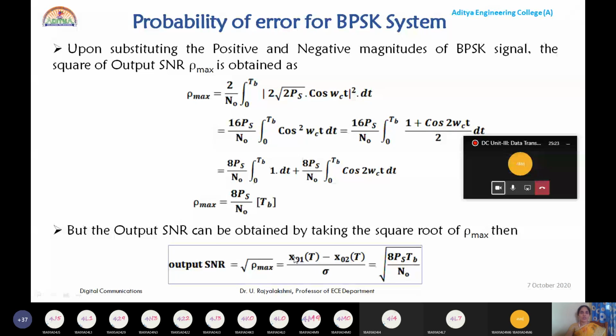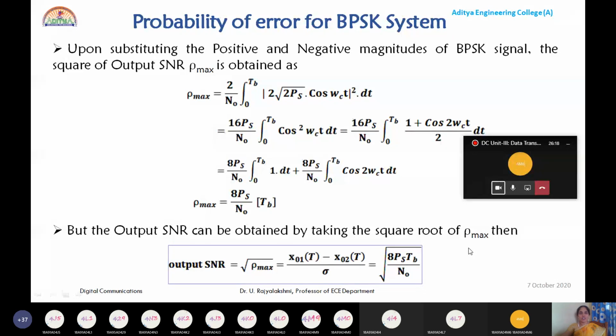So the square of output SNR is rho max, so output SNR will be root rho max, which is equal to, as you know already, x naught 1 of t minus x naught 2 of t divided by sigma whole square, under root. So root and square get cancelled. So finally you will get root rho max. So what is rho max? 8 PS TB by N naught. So root rho max will be the root of 8 PS into TB divided by N naught, where PS into TB is the bit energy EB. So what is the output SNR for the BPSK system? We obtained it as the root of 8 PS into TB divided by N naught. It is also defined as the root of 8 EB by N naught.